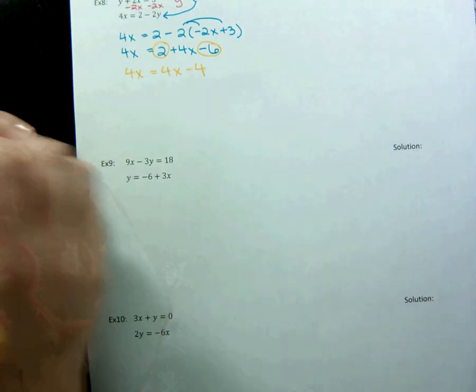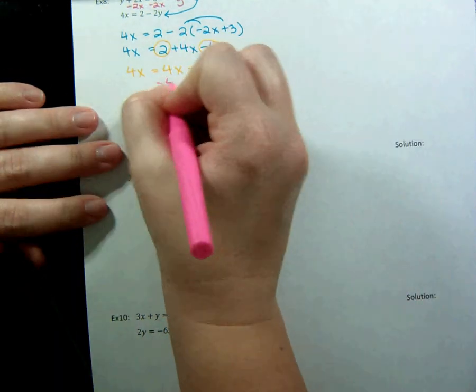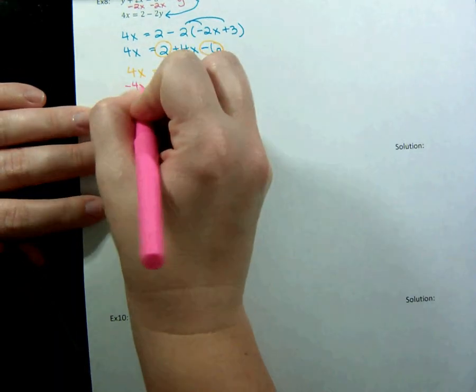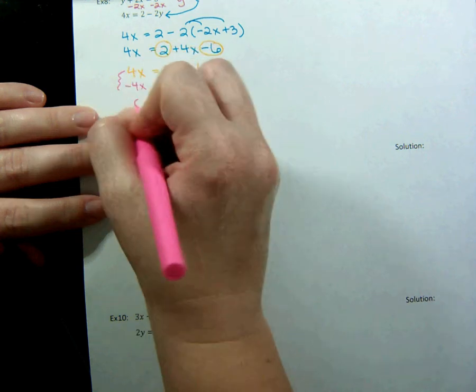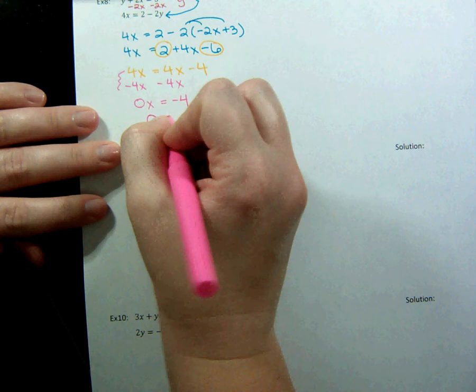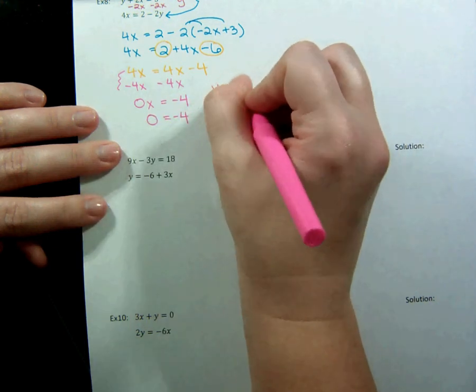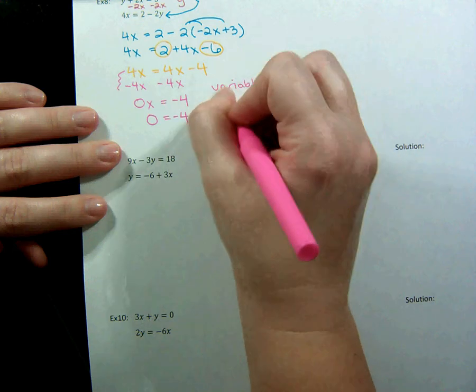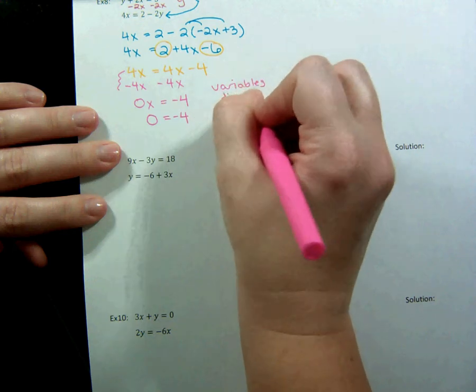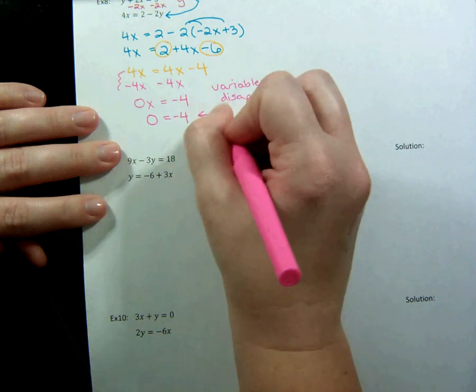And then when we go to solve that, we would subtract 4x. Again, that's going to give us 0 x's equals negative 4, which is just 0 equals negative 4. So even though we did everything mathematically correctly, the variables disappeared. And we get to something that does not make sense.